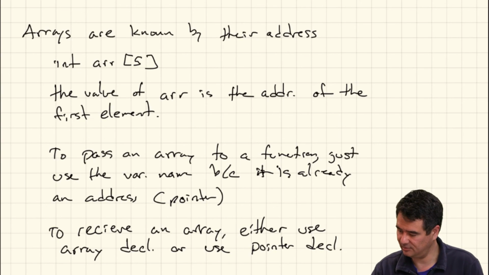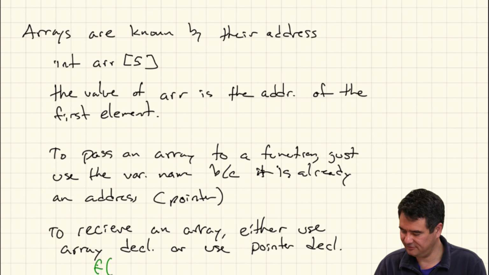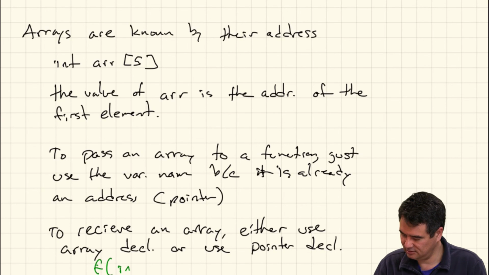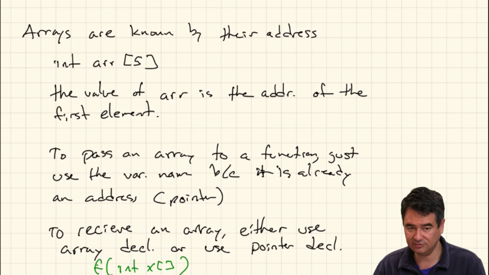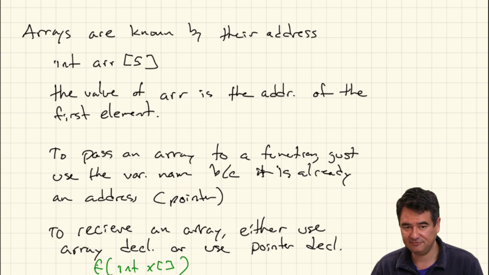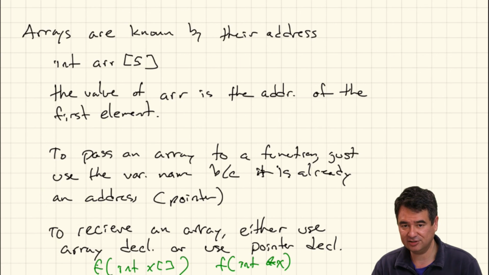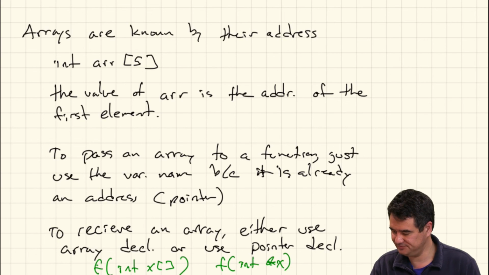I'm running out of space here, so I'll see if I can squeeze this in at the very bottom. Sorry, let me back up a little bit. I can either say f is a function that receives an integer array known as x, or I can say f int pointer x, and this says f is a function that receives an address, and it's just going to be assumed that it'll be an array.